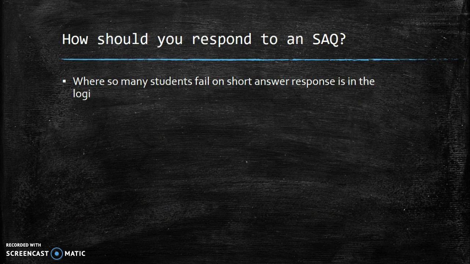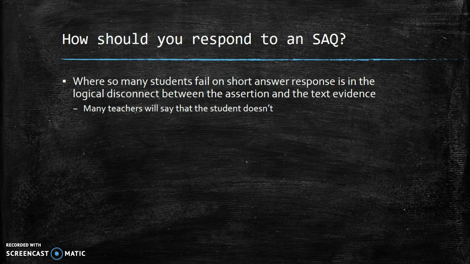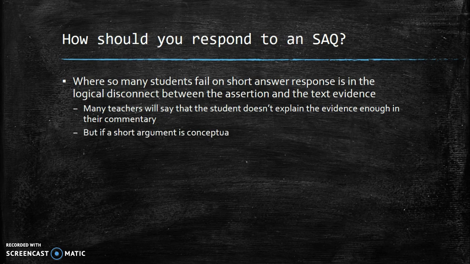Where so many students fail on short answer responses is in the logical disconnect between the assertion and the text evidence that's provided. Many teachers will say that the student doesn't explain the evidence enough in their commentary, or that the evidence doesn't clearly support the assertion. But if a short argument is conceptualized properly, this shouldn't happen, because bad logic is actually pretty easy to spot.